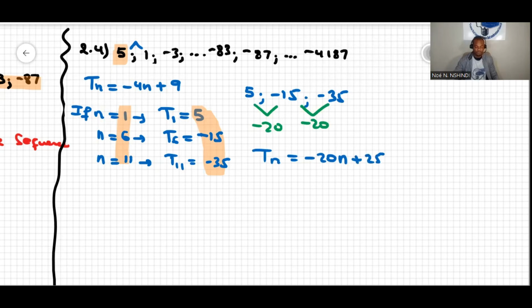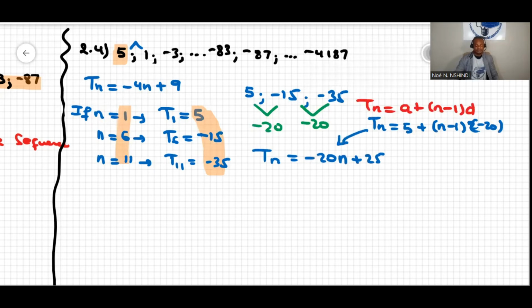We can also use the same formula by using Tn equal to a plus (n minus 1) times d. We're going to get the same answer as here. So let's just go this way: Tn will be equal to the first term, which is 5, plus (n minus 1) times the constant difference, which is -20. If we multiply out, we will get this.